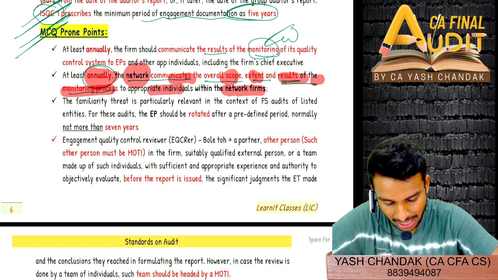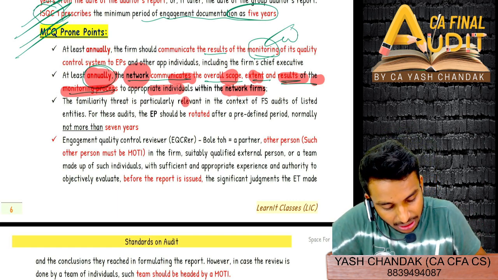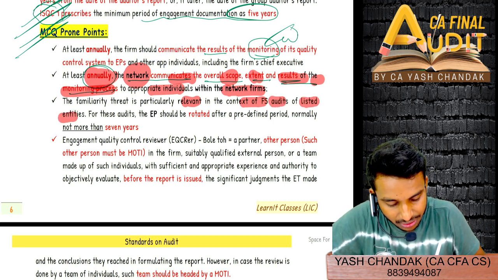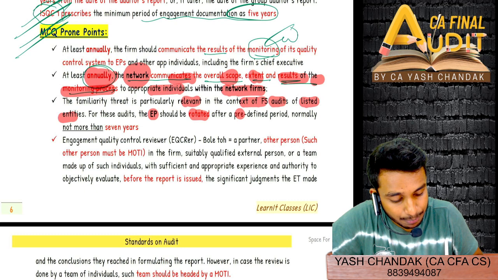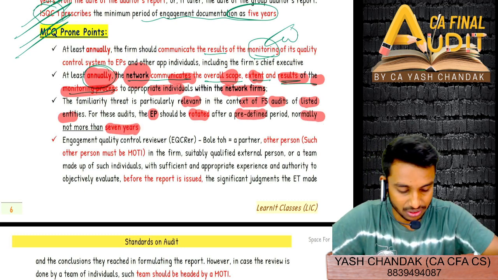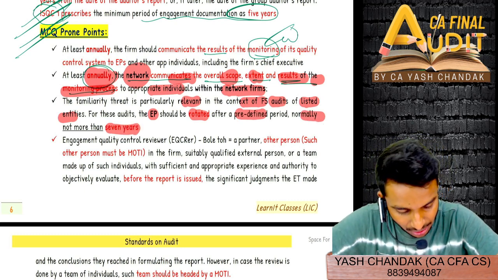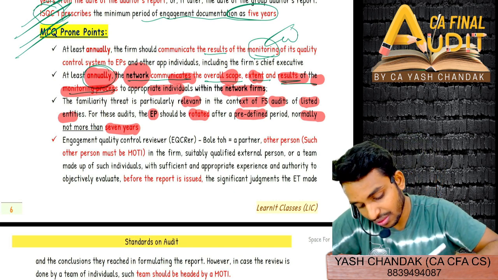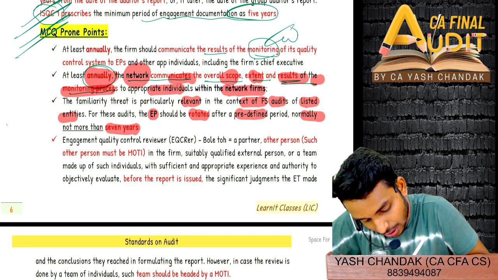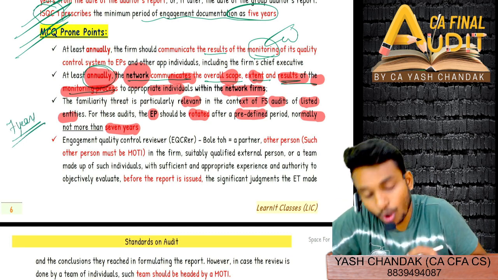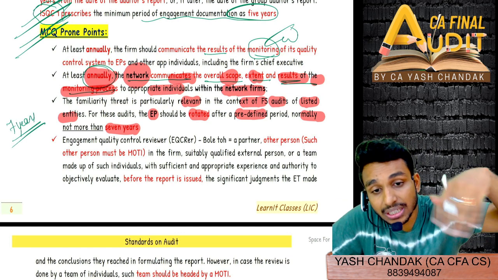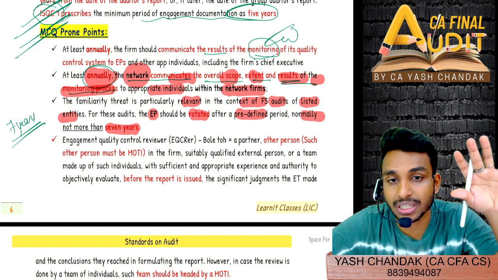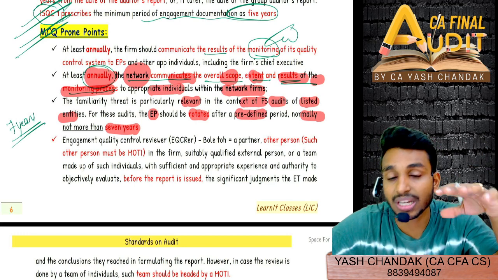Remember. And then familiarity threat is particularly relevant in the context of financial statement audit of listed entities. So for these audits, the engagement partner should be rotated after a predefined period, normally not more than 7 years. Very, very important. In the case of listed entities. So after a period of 7 years, they want you to rotate engagement partners within the firm.